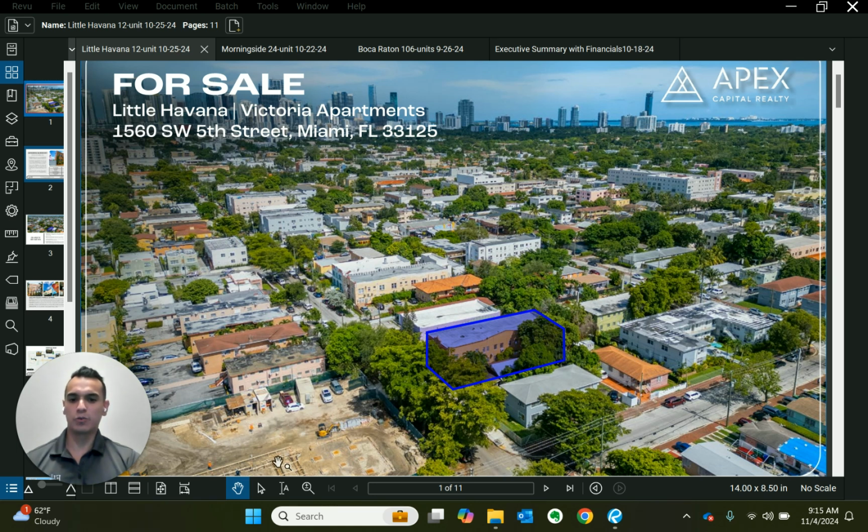Look, there's a development right across the road. That's always a good sign. Development always means increased activity. It's going to bring property values up. I'm also seeing a lot of like-for-like properties.